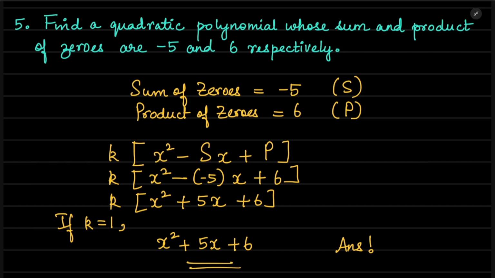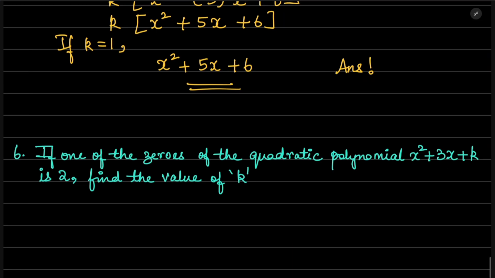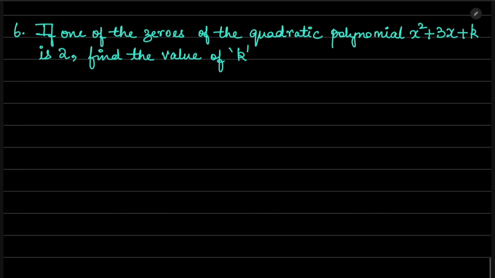Okay. Now, let's move on to the last question of the day. We still have 3 minutes left for the time to be 20 minutes. But again, it's going to be approximately 20 minutes. So if one of the zeros of the quadratic polynomial x square plus 3x plus k is 2, then find the value of k. Very easy question. Let's do it. You can also try the solution yourself. Based on whatever you have learned so far, try to solve it, and then you can continue the video.